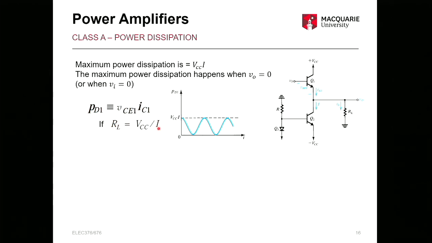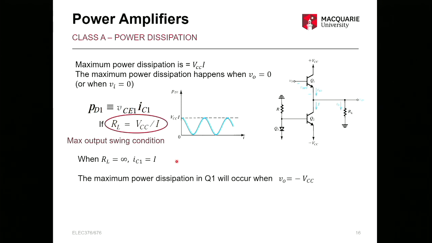And this is for the case when RL is equal to VCC over I, so that was our maximum output swing condition, to make sure we got the class A full output. But essentially the power dissipation is going to depend on the load resistance. So if we assume an open circuit, an infinite load resistance, maximum power dissipation in Q1 is going to occur when V out is equal to minus VCC. And that's when your VCE1 is going to be equal to 2 VCC.